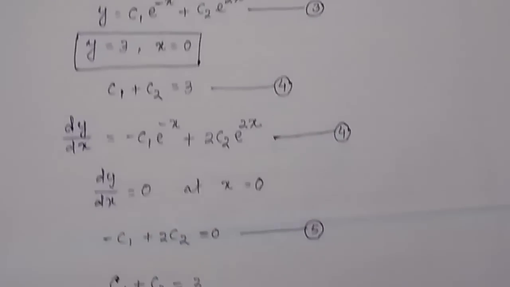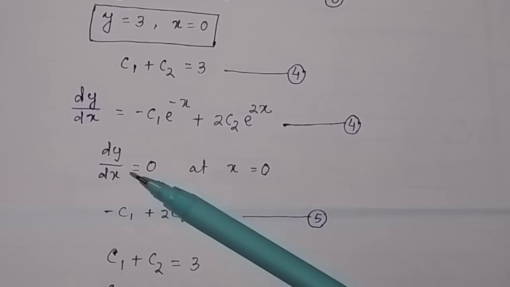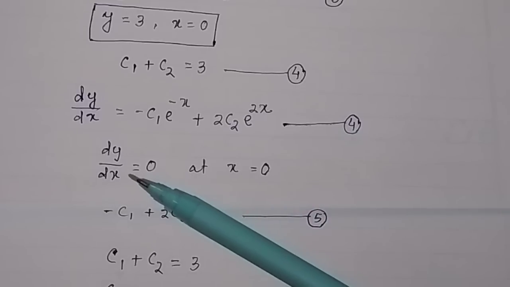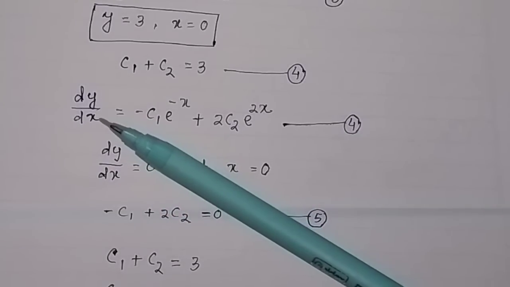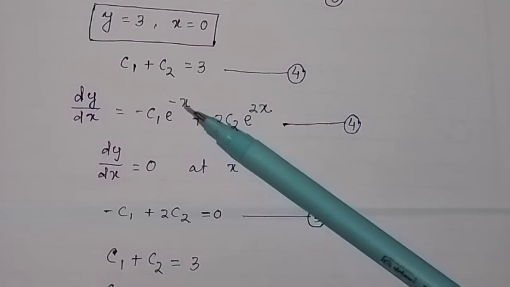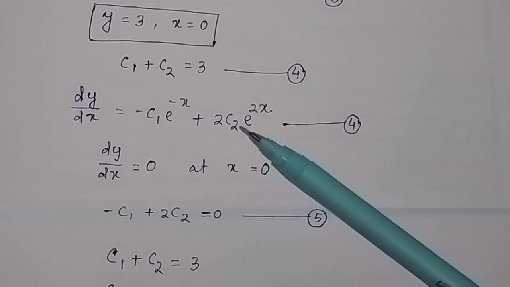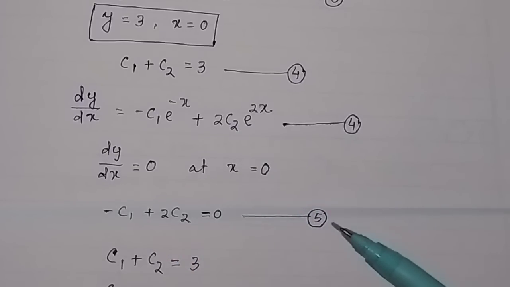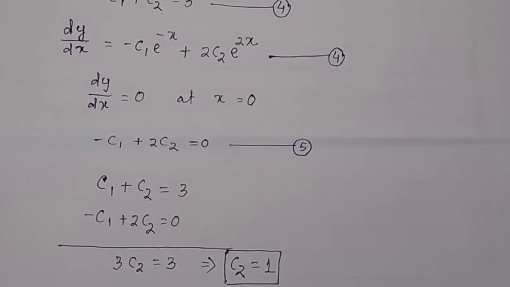Now you apply the given conditions, that is, the derivative of y with respect to x equal to 0 at x equal to 0. This is the initial condition. So dy by dx equal to 0 means the left hand side is equal to 0. At x equal to 0, the right hand side will be equal to minus c1 plus 2c2. So minus c1 plus 2c2 will be equal to 0. And suppose this is equation number 5.